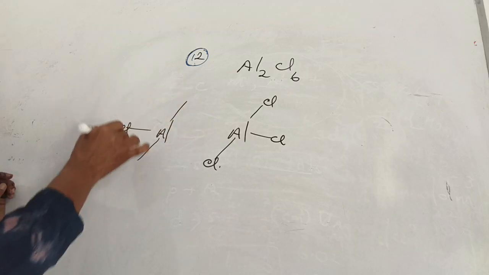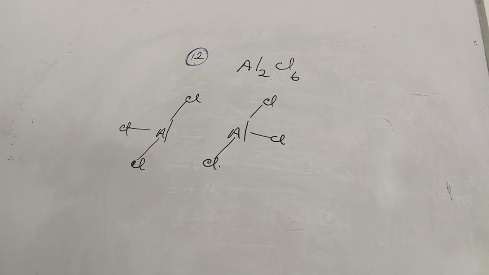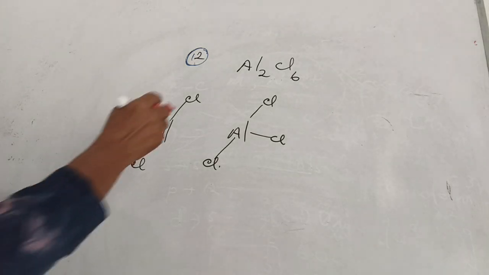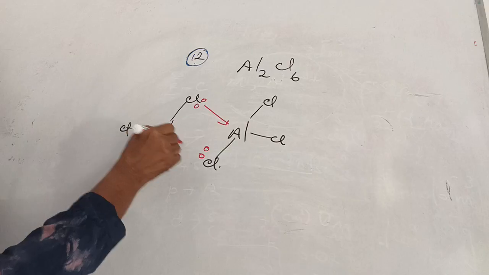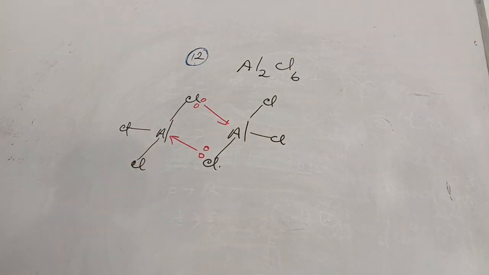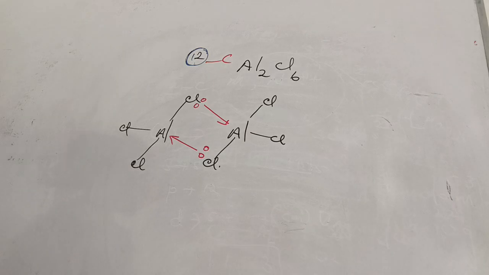So these 2 aluminium chloride molecules connect with each other through 2 dative covalent bonds. It is donating an electron pair here as well as here. 2 dative bonds are present, so the best answer for 12 is the same.